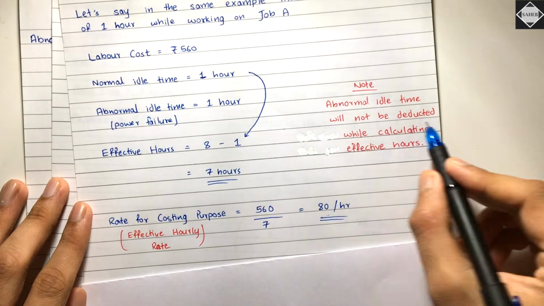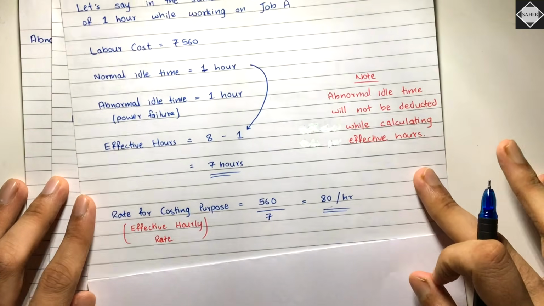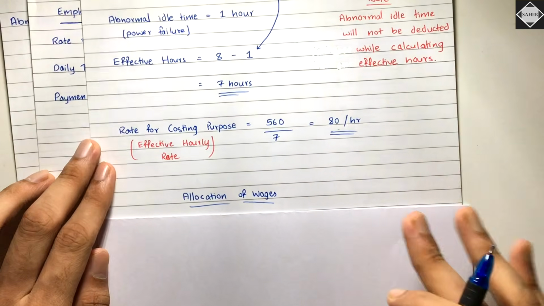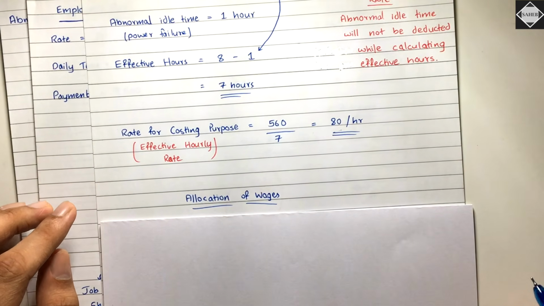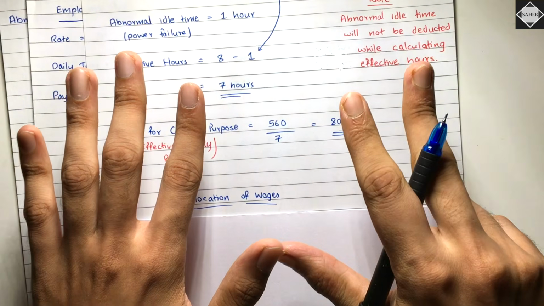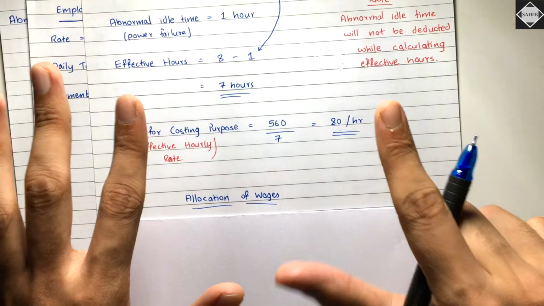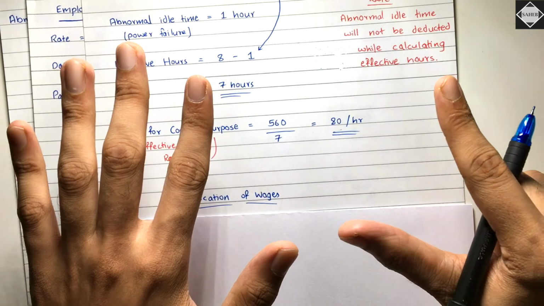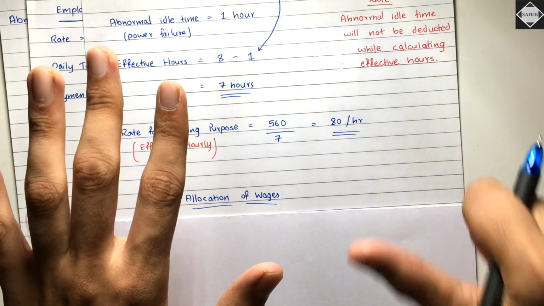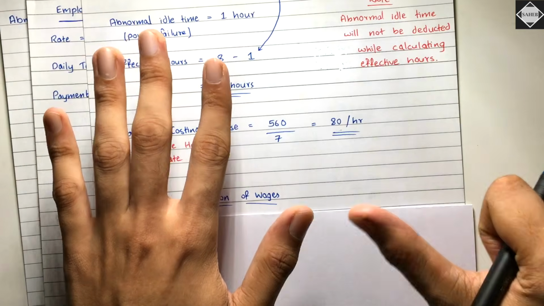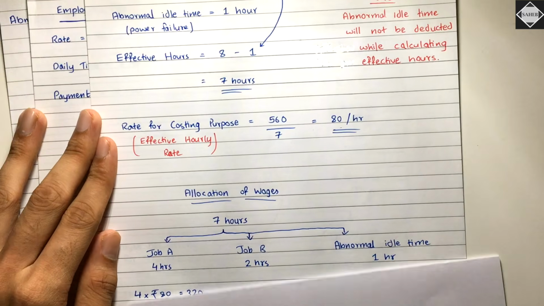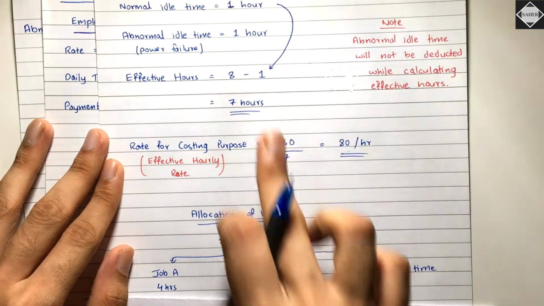Abnormal idle time will not be deducted while calculating effective hours, that you already know. Now the main part is allocation of wages. Now employee has worked for how many hours? Has he worked for 7 hours? No, entire hours were 8. One hour was normal idle time, so 7 productive hours should have been there. But because of abnormal idle time, 1 hour was wasted because of abnormal reason, and only 6 hours were booked. So see, 7 productive hours should have been there. Effective hours are 7 only.